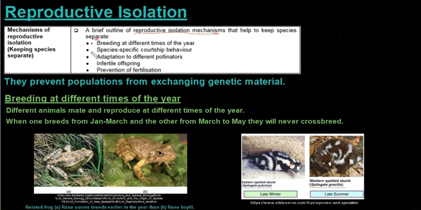So what do we need to know under this? We need to know that breeding at different times of the year occurs. You get species-specific courtship behavior. Then we get adaptation to different pollinators, so this is in plants, we get infertile offspring, and then we get prevention of fertilization. So this is just to prevent populations from exchanging genetic material, all of these points here at the top.